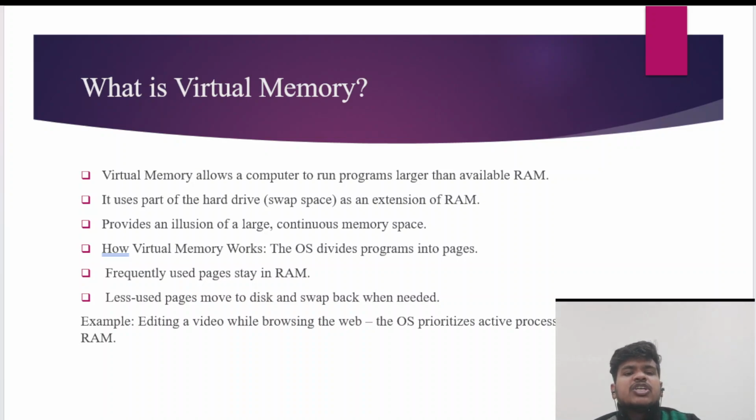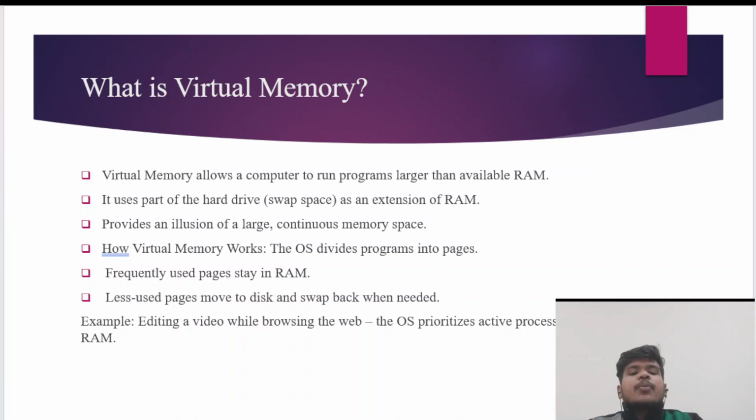So your RAM effectively increases by using the disk storage. Let us say your RAM is 8 GB, but it needs something more. So it will use extra space from the disk storage that is already present on the computer. It will create an illusion of a large continuous memory space. Part of the hard drive or the SSD is used as swap space. So what is swap space? It is used to store data that does not fit in the RAM. This allows the system to run more applications than it physically could with only RAM.